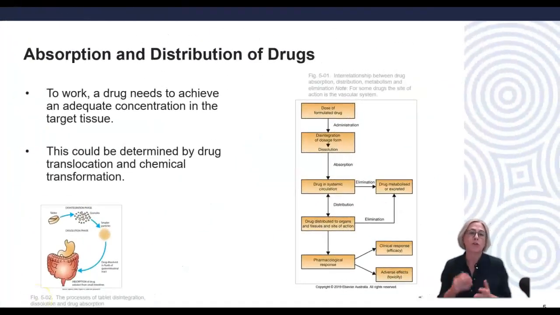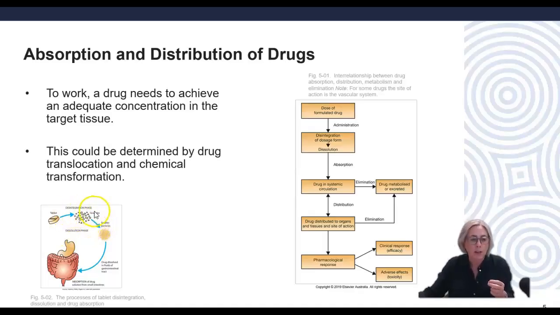Now, in order for a drug to work, so to have its desired effect, whether that be on the heart muscle or an infected tissue or the brain or something else, that drug needs to achieve an adequate concentration in the target tissue. Makes sense, right? And this can be determined by drug translocation and chemical transformation. Now, I have said a couple of times before, about 80% of all of the drugs that we take is in oral form, so in a tablet form, and we swallow those and ingest them into the digestive tract.